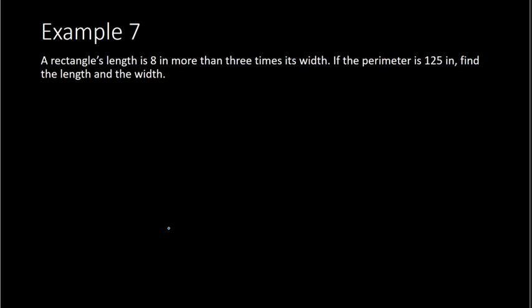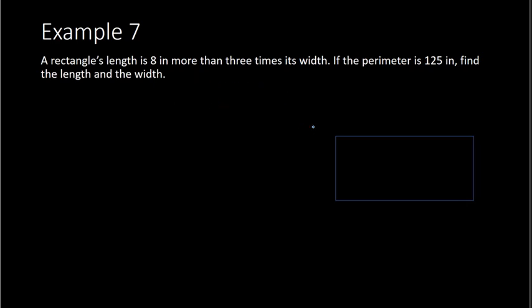Example 7. I am told that a rectangle's length is 8 inches more than 3 times its width. If the perimeter is 125 inches, find the length and the width. So it's helpful to draw yourself a picture first. Here's a rectangle. And we figure out what our unknowns are. So we're trying to find the length and width. So the question is, how will I express that with variables?